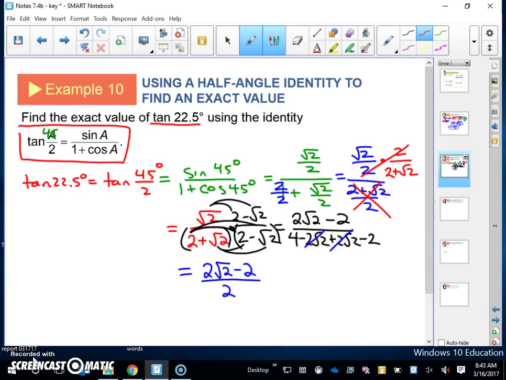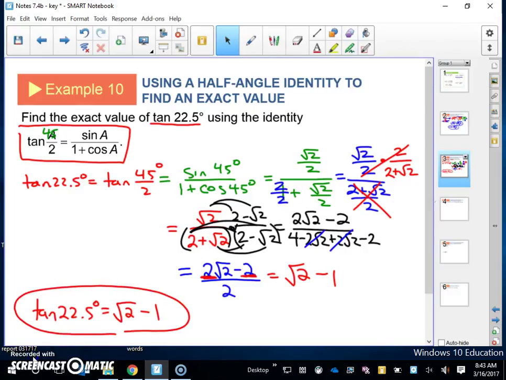So basically, you divide both those terms by 2, and you're going to get the square root of 2 minus 1. So there's your answer. There you have it. Tangent 22.5 degrees equals the square root of 2 minus 1. We used a half angle identity, but to me the hard part's the algebra. All that canceling and common denominator stuff, foiling, all that stuff's algebra skills.